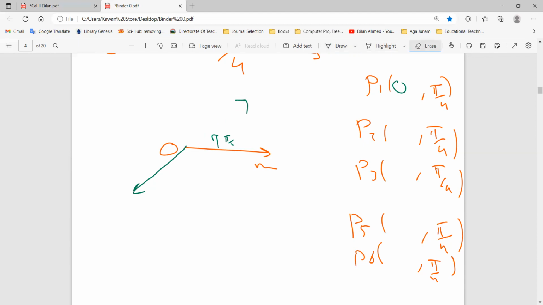For example, if I erase that one, give me P1. Where is P1? You can sketch it if you like. Think about it, but slow down. Just draw 0 and pi over 4. Origin, yeah.